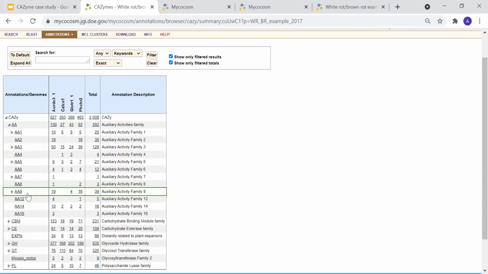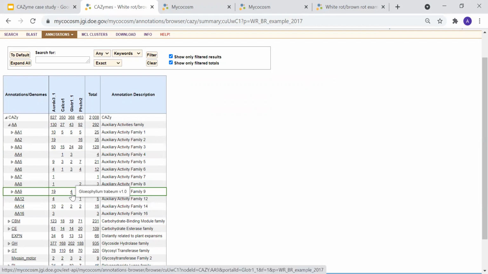The next subfamily that we're going to be looking at is AA9 right here. AA9 has a different type of peroxidase that may oxidatively act on lignin, but here we see something a little different. We see similar numbers, 19 and 16, in both fungus A and P, but we see 4 copies in fungus G, which is a brown rot fungus. So this is obviously a little weird.